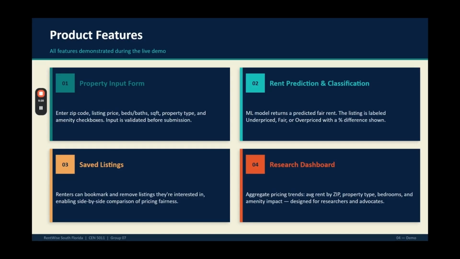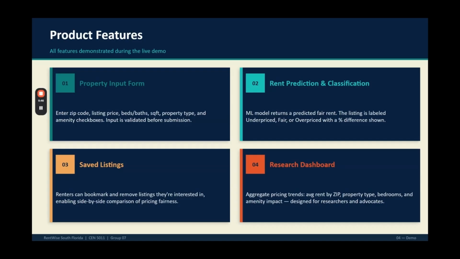For our product features, the first main thing is the property input form. That's where the user puts in things like the zip code, the listing price, bedroom, bathroom, square footage, and any other type of miscellaneous information that could affect the price of rent for housing. Once they submit that information, our machine learning model gives back a predicted fair rent and tells them if the listing is underpriced, fair, or overpriced.